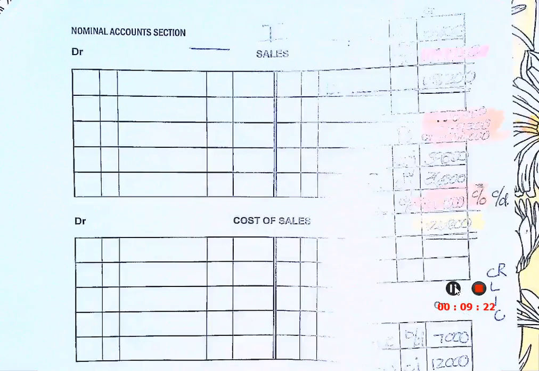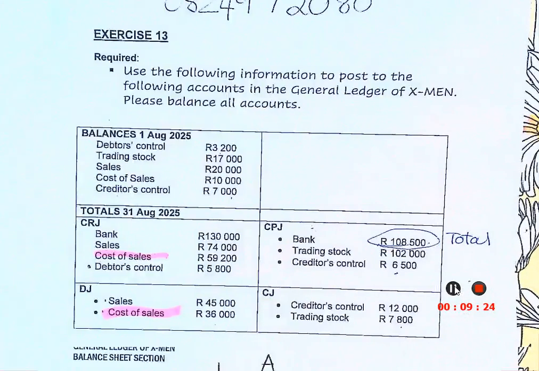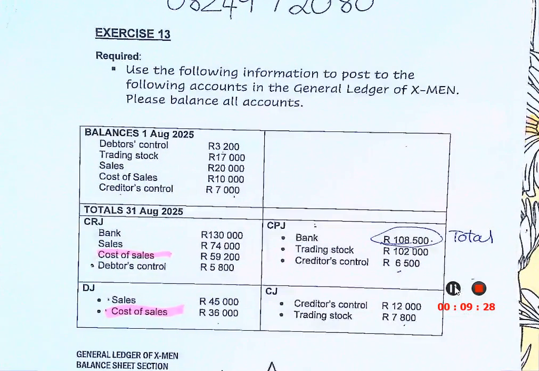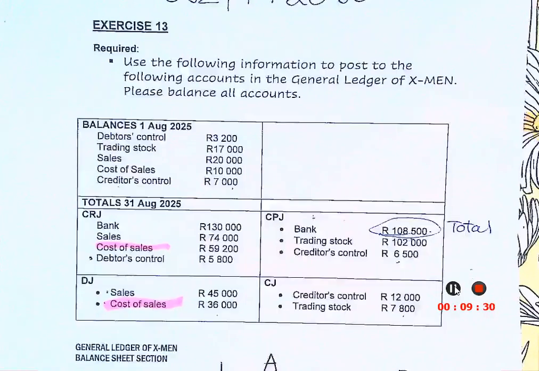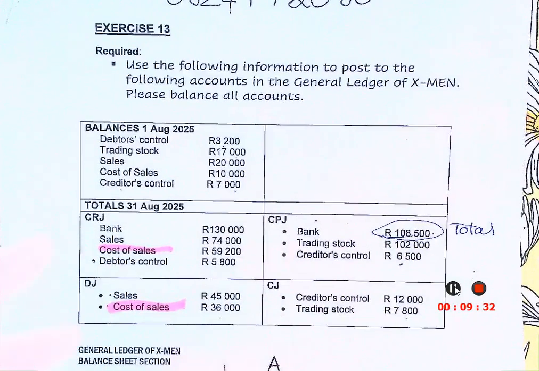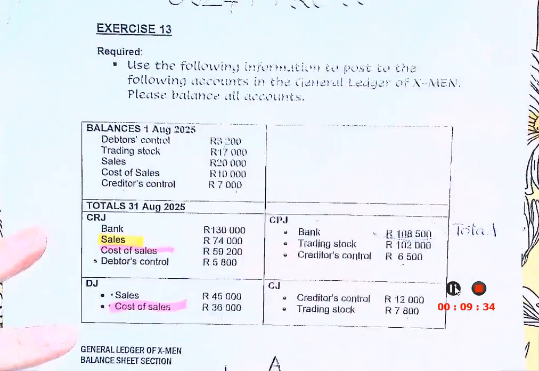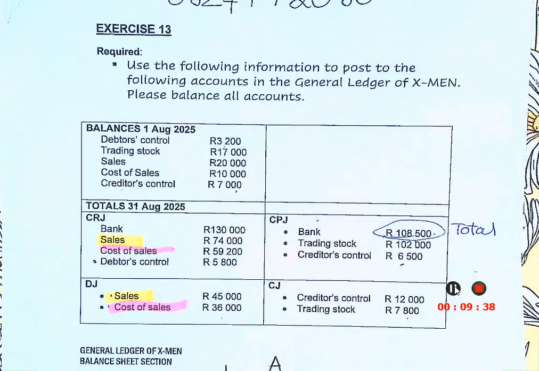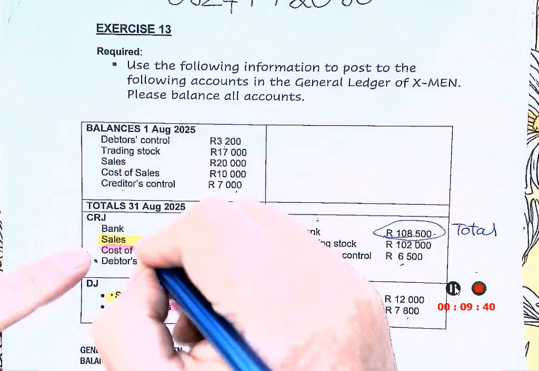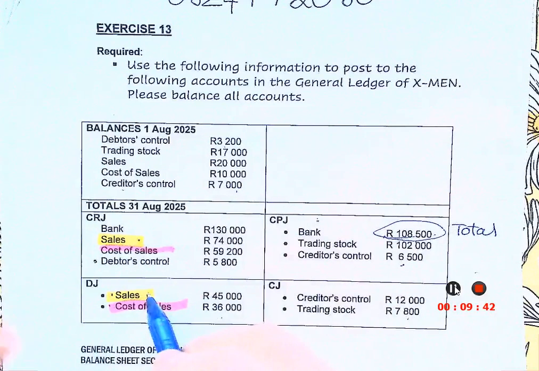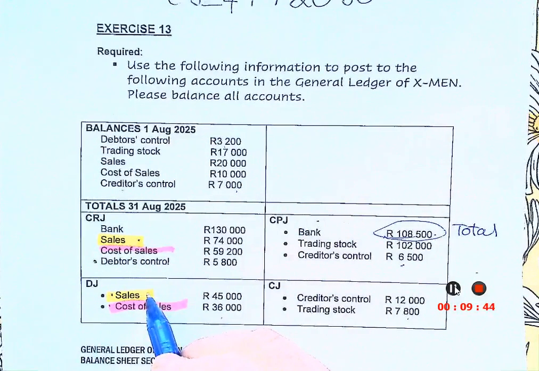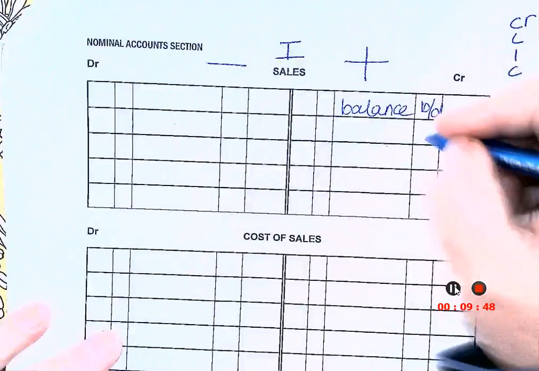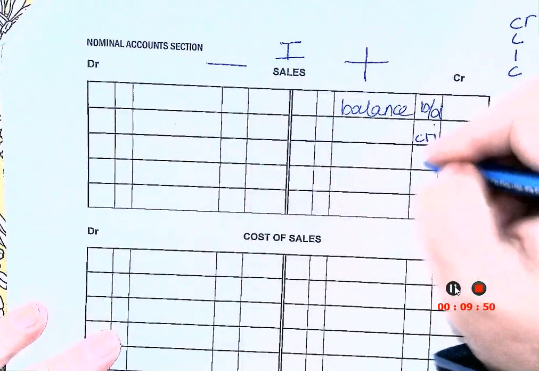Now if I go look at the question here, what are the two journals? Where do I see sales in what two journals? I can see sales in the CRJ and I can see sales in the DJ. This is my cash sales. This is my credit sales, or sales on account. So in other words, I have a CRJ and I have a DJ.